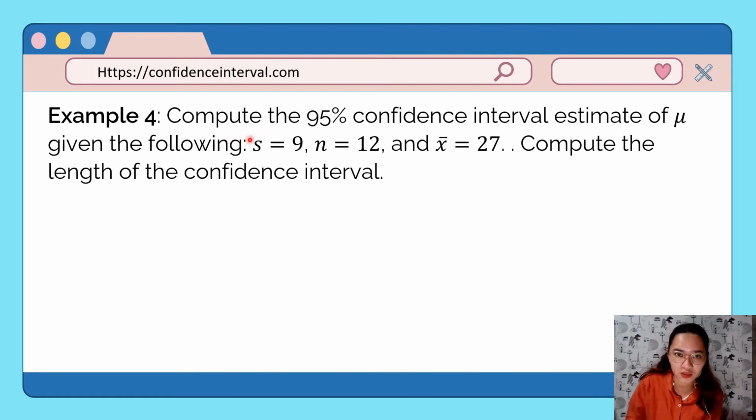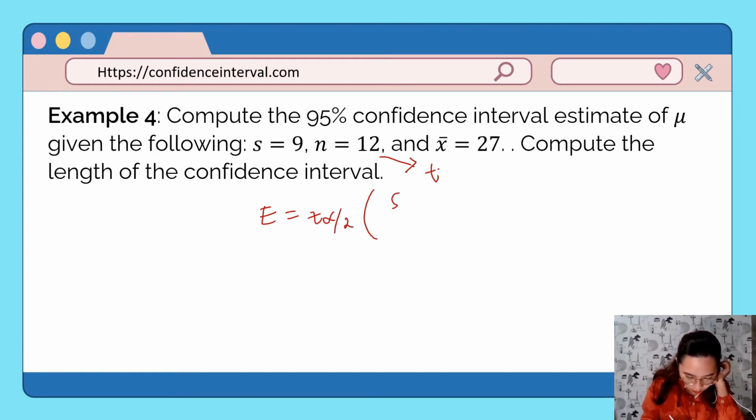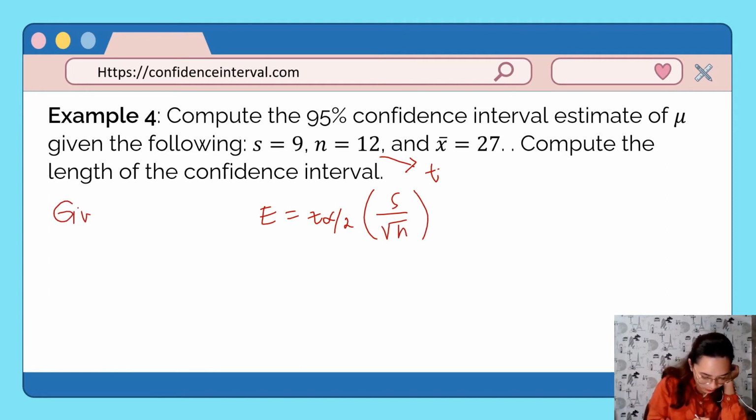Yan. So, kung mapapansin ninyo, sample standard deviation ang given at less than 30 pa yung ating sample size. So, therefore, automatic po yan na T ang ating gagamitin. So, T na po yung gagamitin natin dyan. So, therefore, ang kailangan po natin is T alpha over 2 multiplied to our sample standard deviation over square root of n. So, ano po ba kasi yung mga given natin? So, ang given po natin, ang sample standard deviation is 9, ang n is 12, ang sample mean is 27.